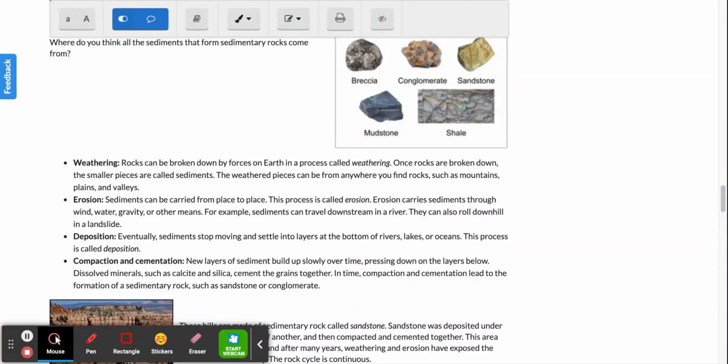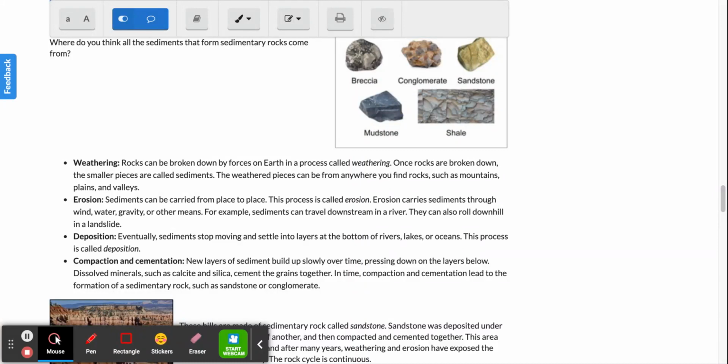These hills are made of sedimentary rock called sandstone. Sandstone was deposited underwater, one layer on top of another, and then compacted and cemented together. This area was eventually uplifted, and after many years, weathering and erosion have exposed the formations visible today. The rock cycle is continuous.